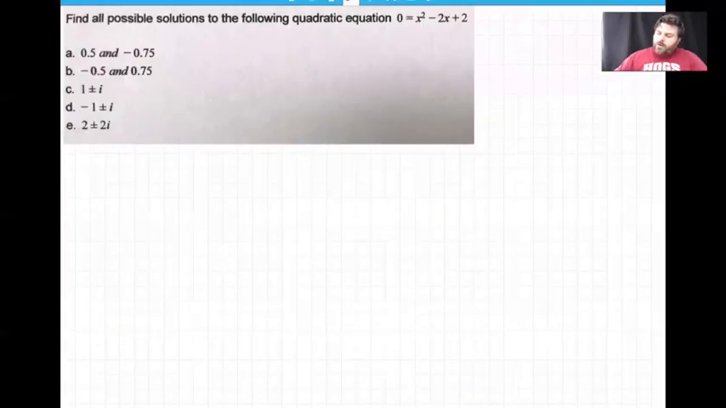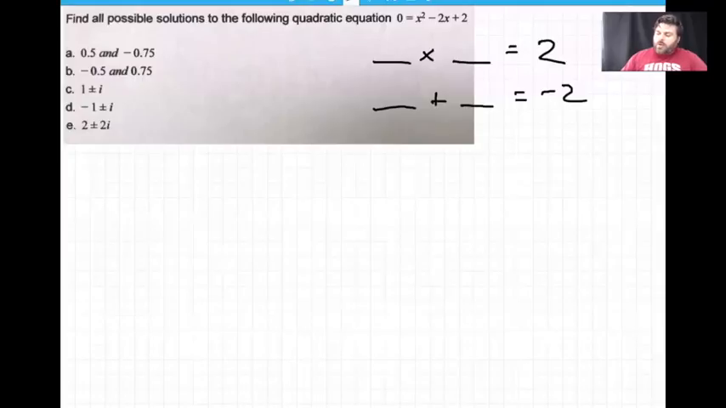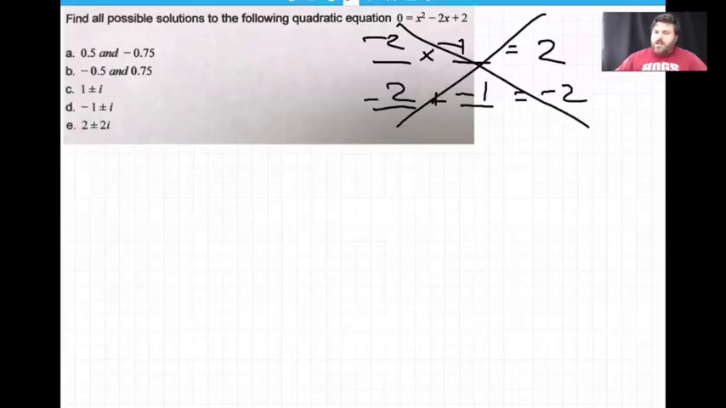All right, so we're going to try to factor this thing. Two numbers that multiply to be 2, that add to be negative 2. Okay, only 2 and 1 multiply to be 2. But they don't add to be negative 2. What if they're both negative? They'd still multiply to be positive 2, but they can't add. Okay, this does not factor.